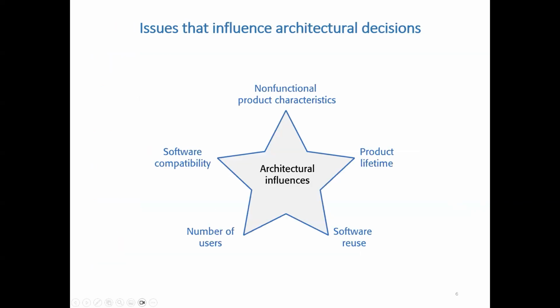When we are designing software architecture, it's not just about organizing code or picking technologies. There are broader influences we need to keep in mind. First, we have got non-functional product characteristics, things like responsiveness, security, and availability. These aren't about what the system does, but how well it does it, and they are shaped directly by architectural decisions. Then there is the product lifetime.